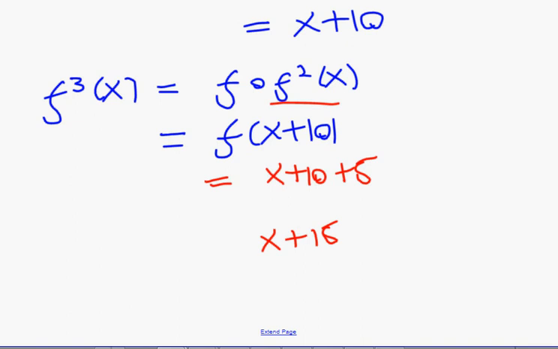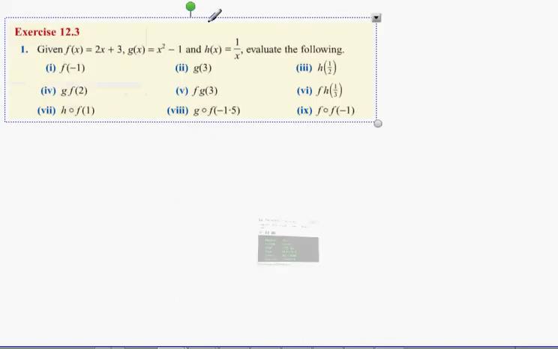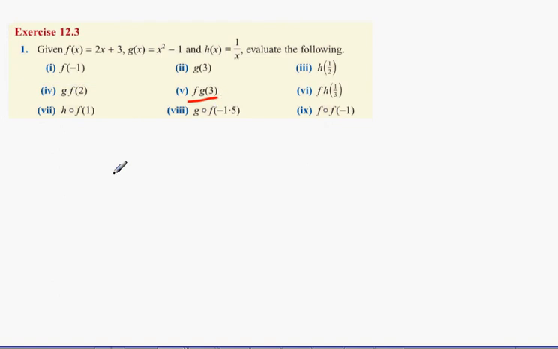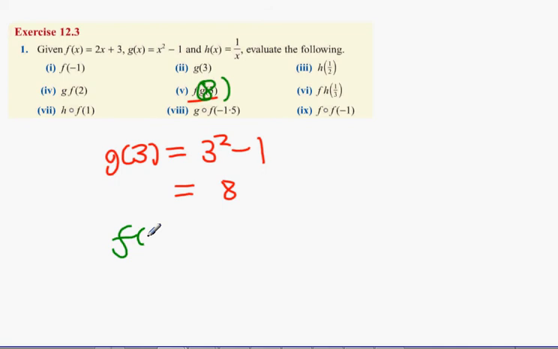Okay. Starting off, we'll do f after g of 3. First of all, find out what g of 3 is. g of 3 is 3 squared minus 1, which is 8. Upon finding out that g of 3 is 8, now you have to find out what f of 8 is. f of 8 is 2 times 8 plus 3, which is 19.